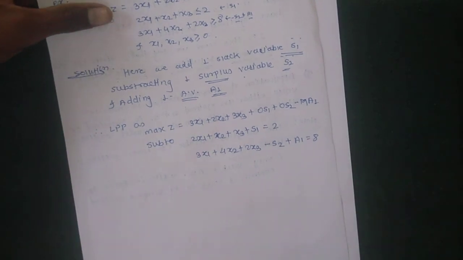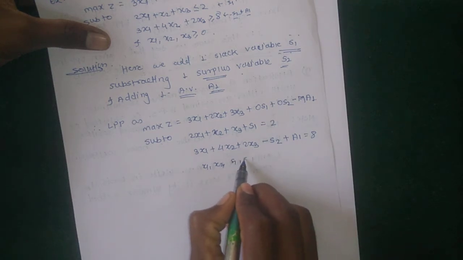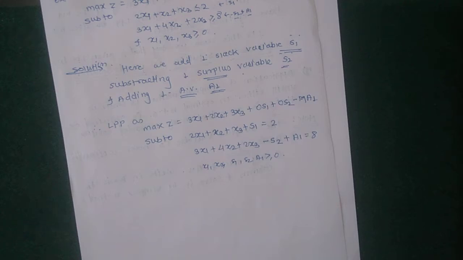And all of x1, x2, s1, s2, a1 are greater than or equal to 0. This is the given LPP, and now we have to solve this LPP by using the simplex method.